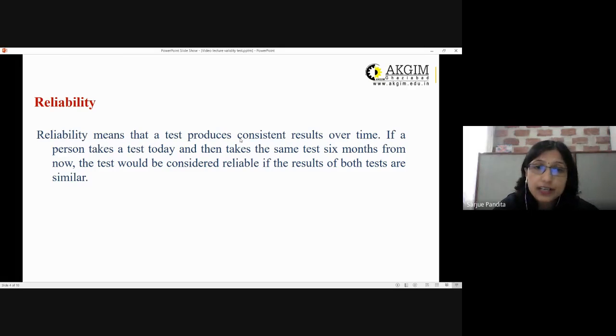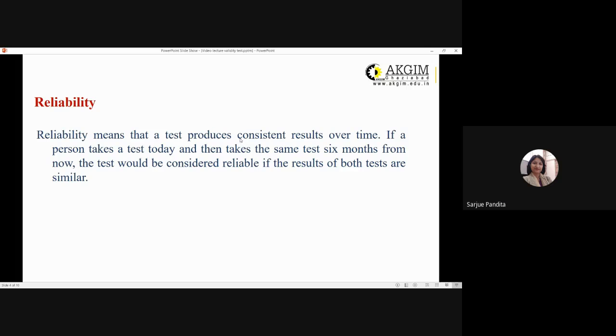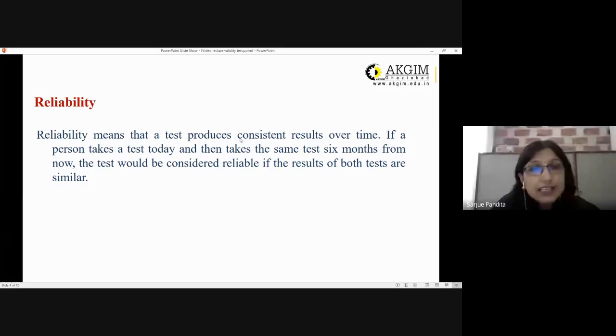For X, if he is taking a test today, and when we talk about reliability, after 6 months if you are going to evaluate that test for Mr. X, the result has to be the same. For example, when we talk about speaking the truth, truth is truth, right? Whether you speak it 10 years down the line, the result would be the same. Similarly, in an organization, if we have psychometric analysis tests, the results have to be consistent. So reliability means that a test produces consistent results over time.